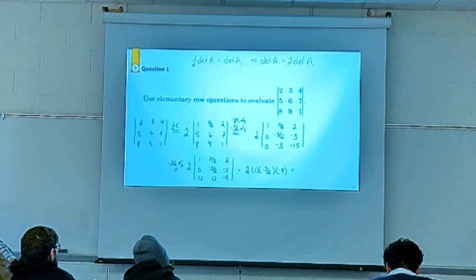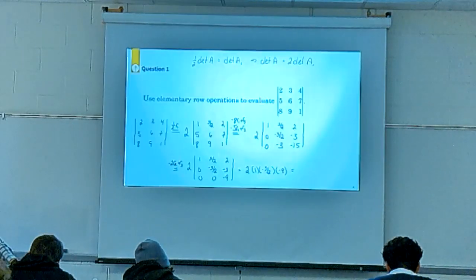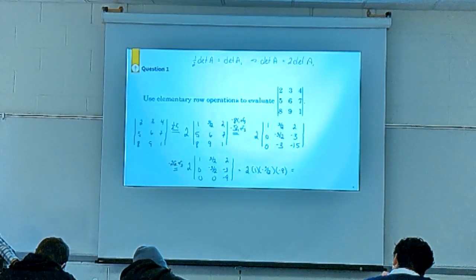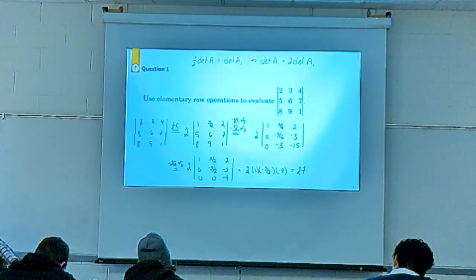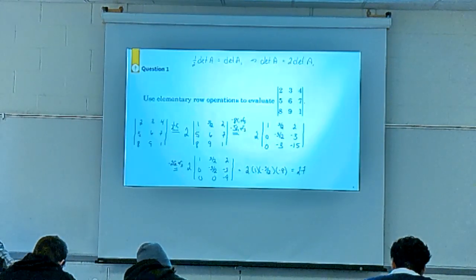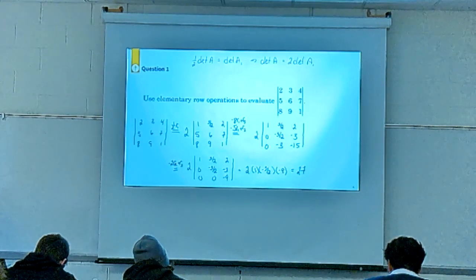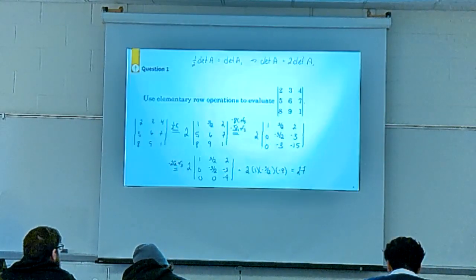Two times -3/2 is just -3. -3 times -9 is 27. There's your determinant. No, that equals 27 halves. Oh, right, that's the 2. Forget that.